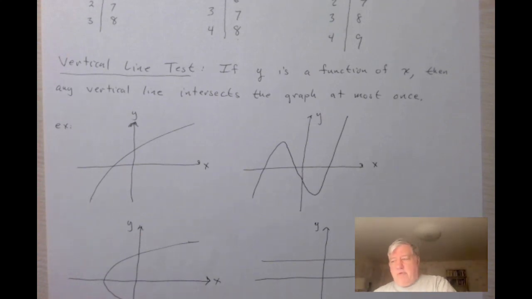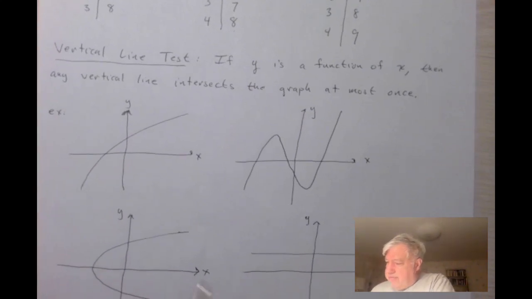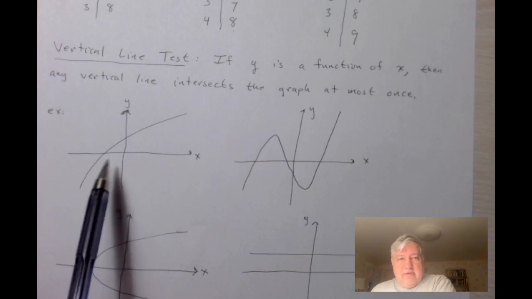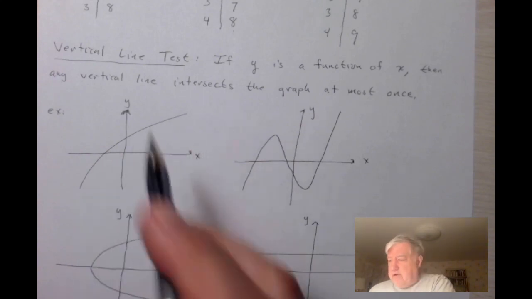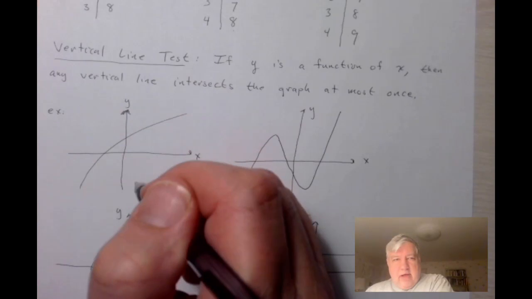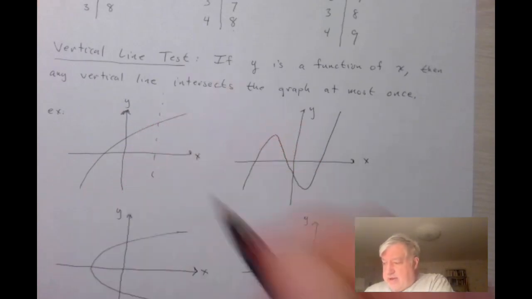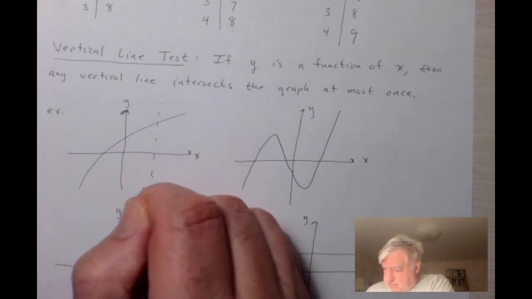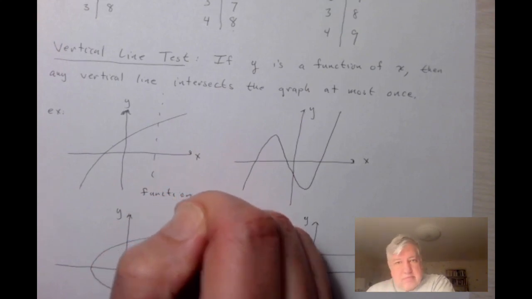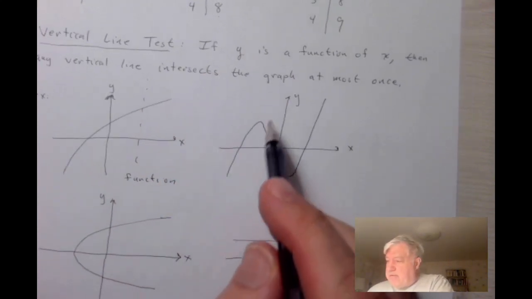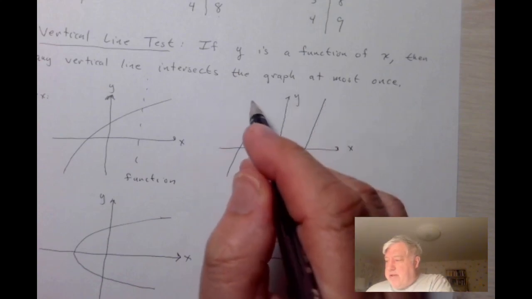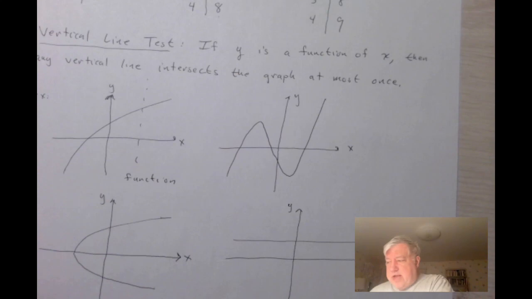Okay, so for example, this certainly passes the vertical line test. If you draw any vertical line, it crosses either exactly once or not at all, if you draw it over here. So this would be a function. Same thing over here. We see that this is a function, if any vertical line crosses exactly once.